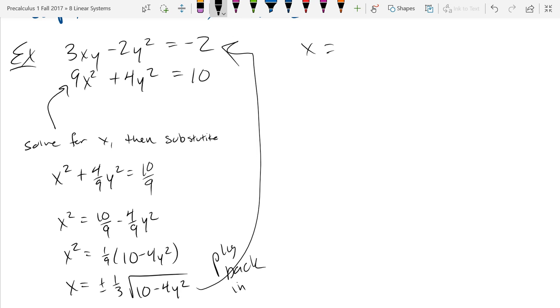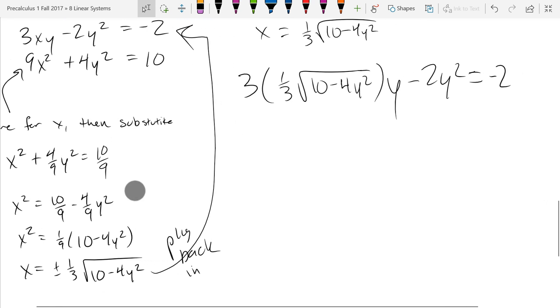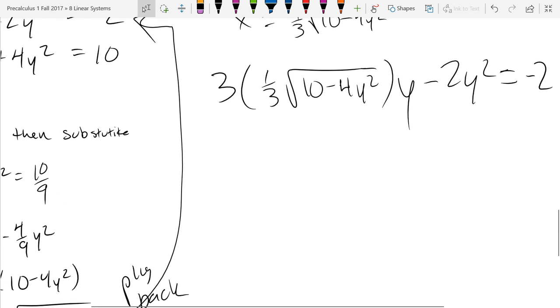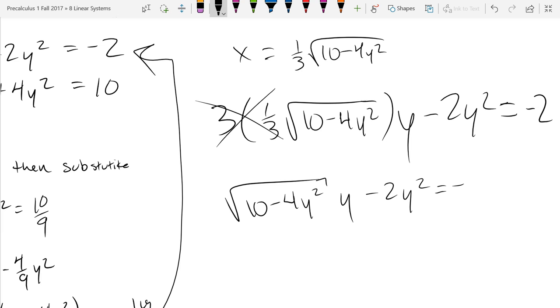So I'll go with the positive first. So we'll use positive 1/3 square root of 10 minus 4y squared. So we have 3 times 1/3 square root of 10. So that's 3xy minus 2y squared equals negative 2. So this looks a little scary. Let's work through it slowly. 3 times a third is going to cancel out to 1. Square root of 10 minus 4y squared times y minus 2y squared equals negative 2.